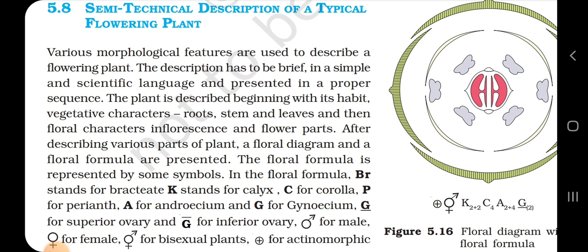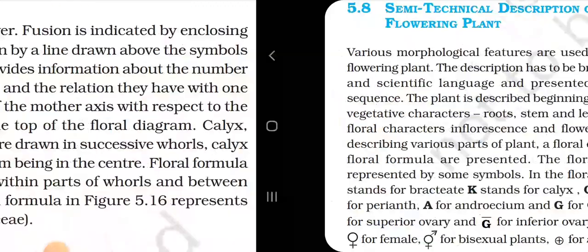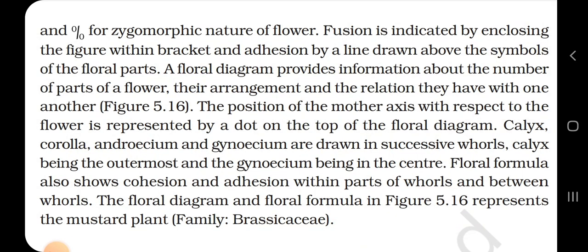The formula is represented by some symbols. In a floral formula, Br stands for bracteate, K stands for calyx, C for corolla, P for perianth, A for androecium, and G for gynoecium. Underline under G is for the superior ovary and the overline of G for the inferior ovary. This symbol is for male, this for female, this for bisexual plant, and circle with a plus inside for actinomorphic. The percent symbol is for zygomorphic nature of flower.